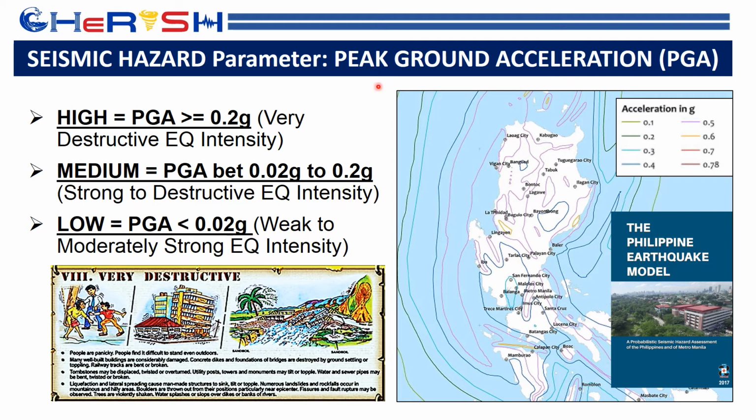The peak ground acceleration describes the intensity of an earthquake. An earthquake with destructive intensity has approximately a PGA greater than or equal to 0.2 G. An earthquake which is classified as weak to moderate intensity may be identified as one with PGA less than 0.02 G, and in between will be the medium. One tool for determining the peak ground acceleration for rapid assessment is, of course, the Philippine earthquake model and the spectral acceleration maps PH.